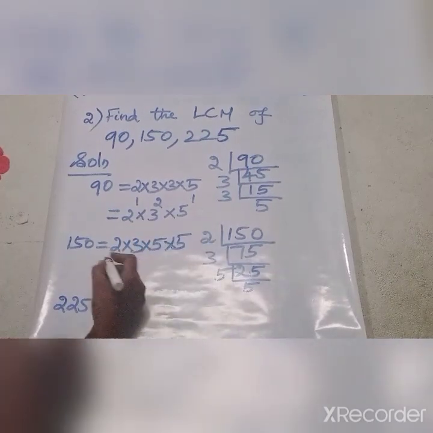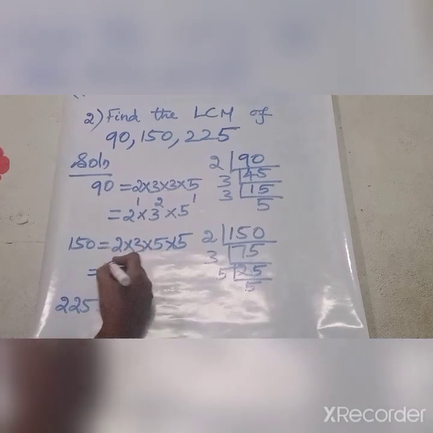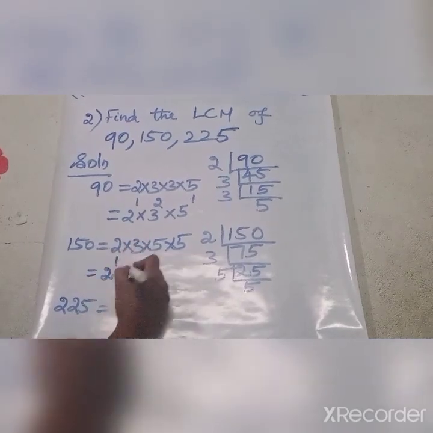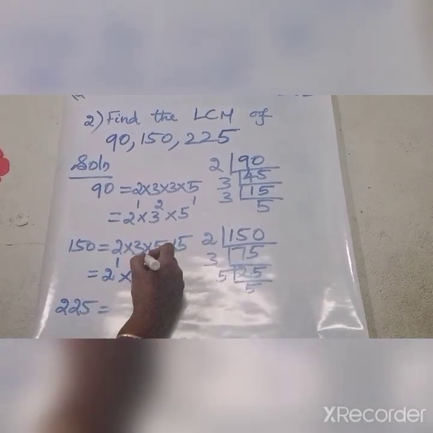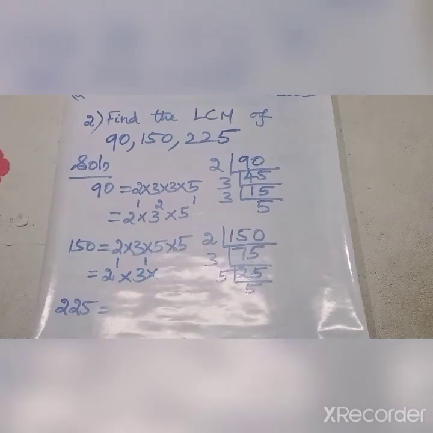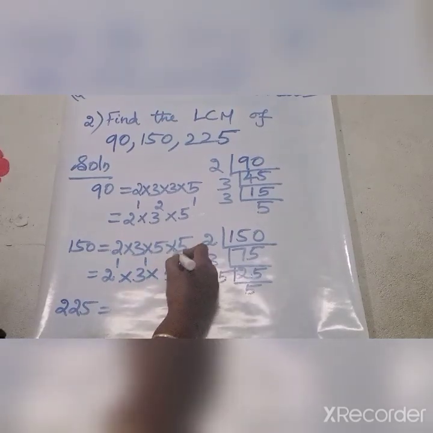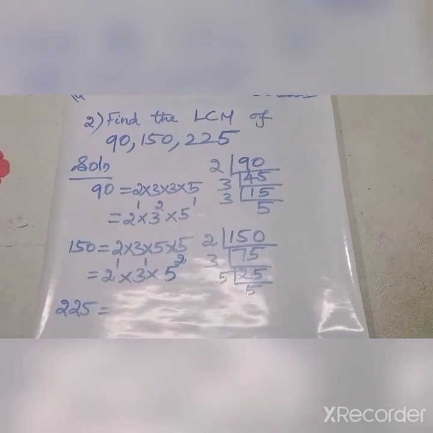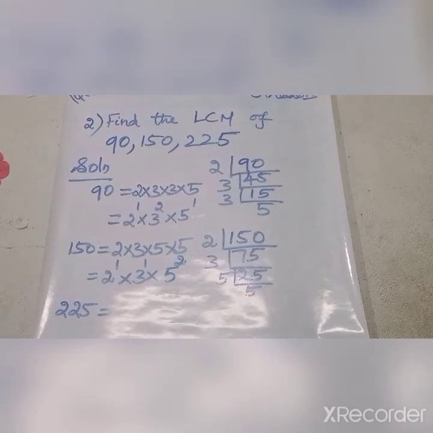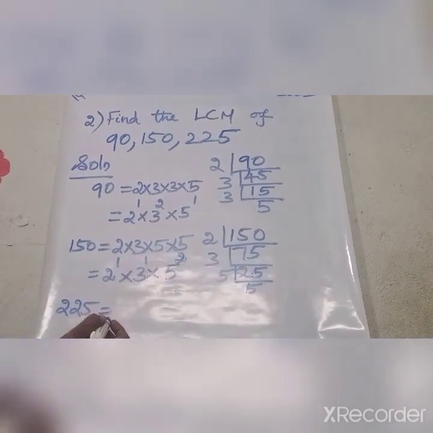Also, it can be written as only 1 2 is there, so 2 power 1. Only 1 3 is there, 3 power 1. 2 times 5 is there, so 5 power 2 can be written. Similarly, 225.